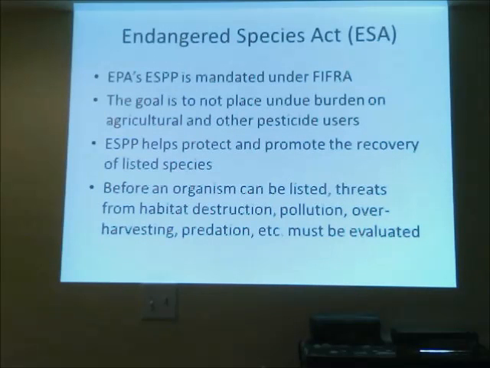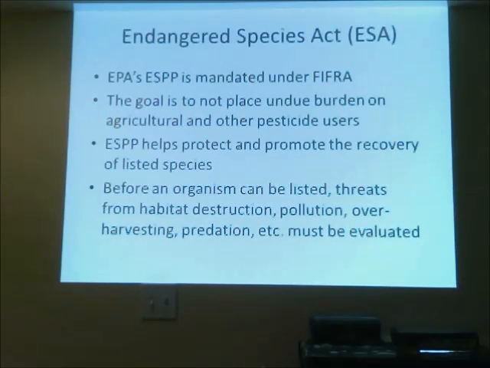So the goal of this act is not to place undue burden on agriculture and other pesticide users. We want to protect the environment, but we don't want to make it impossible for people to be able to use pesticides. The ESPP helps protect and promote the recovery of listed species. So a listed species is an endangered species, something that is actually put on a list of endangered species. How is this done?